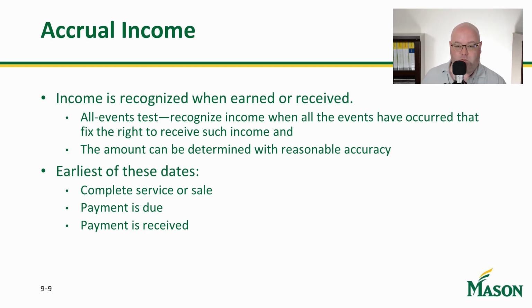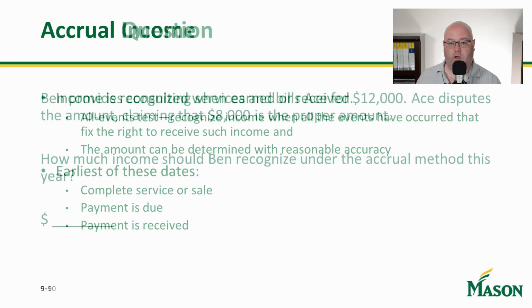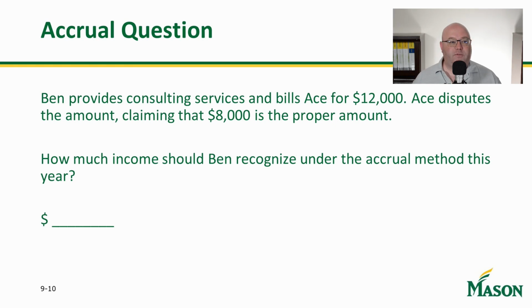And so the chance of him losing his money is almost zilch. So an accrual question: Ben provides consulting services and bills ACE for $12,000. ACE disputes it and claims that $8,000 is the proper amount. How much do they recognize under the accrual method?